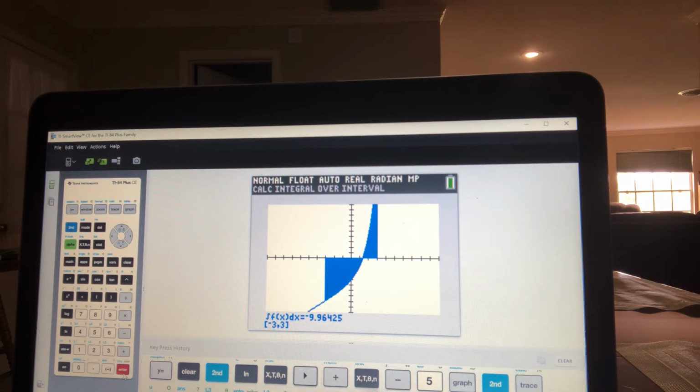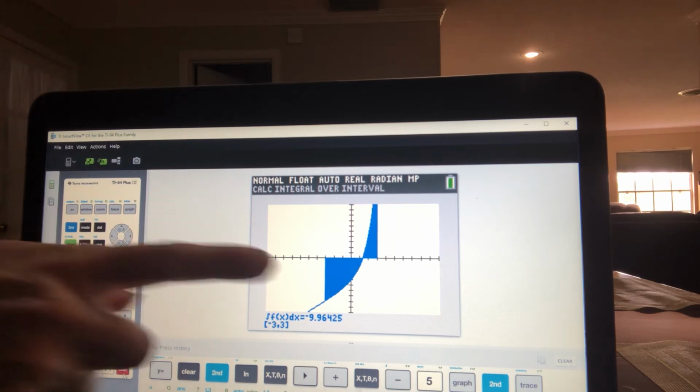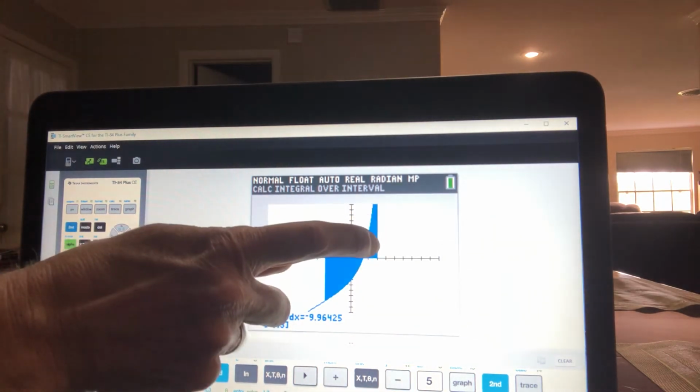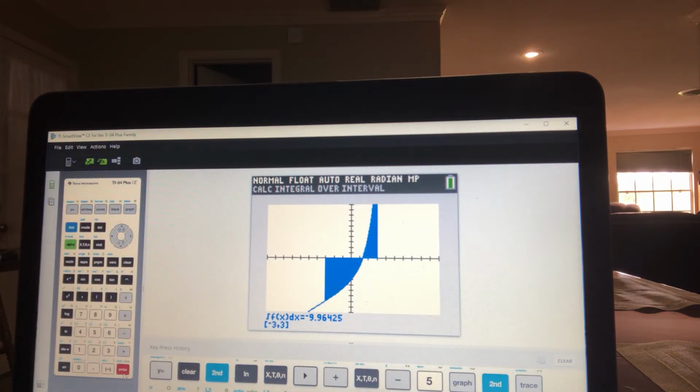Now look at the graph. You'll see that there are two sections in blue. That is everything on this graph between these numbers, -3 and 3, and to the x-axis. So you'll see that this piece over here is under the x-axis, so that's a negative amount. And then this piece over here is above the x-axis, so that's a positive amount. So what it does is it takes the net area, which means it adds the two together and gets the final answer, which is the -9.964. So the calculator has done everything for you.